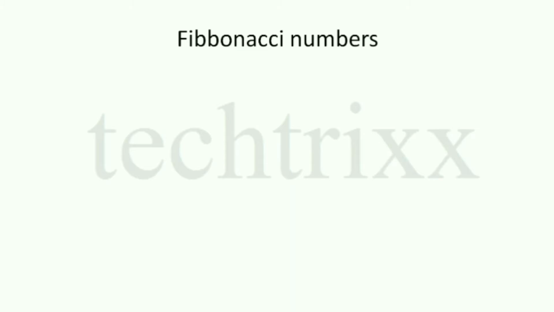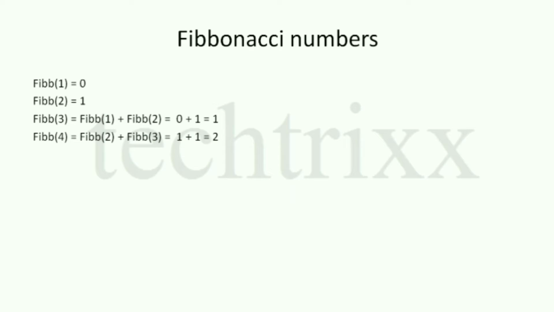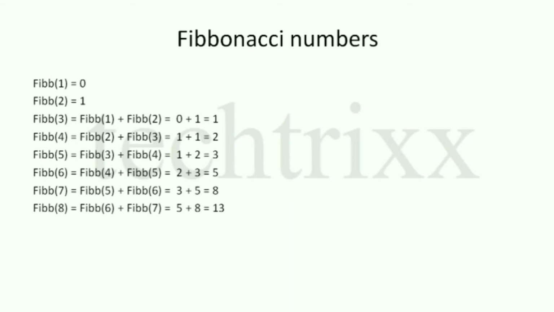To understand these concepts, let us take an example of the classical Fibonacci numbers. So what are Fibonacci numbers? The first Fibonacci number is 0 and the second Fibonacci number is 1. We can compute the third Fibonacci number by adding the first and the second Fibonacci numbers, that is 0 plus 1, which results in 1. Similarly, we can compute the fourth Fibonacci number by adding the second and the third Fibonacci numbers, that is 1 plus 1, which yields 2. Similarly, we can compute the later Fibonacci numbers.